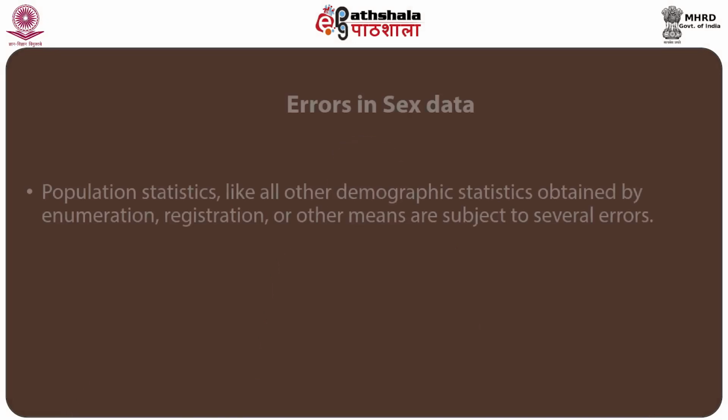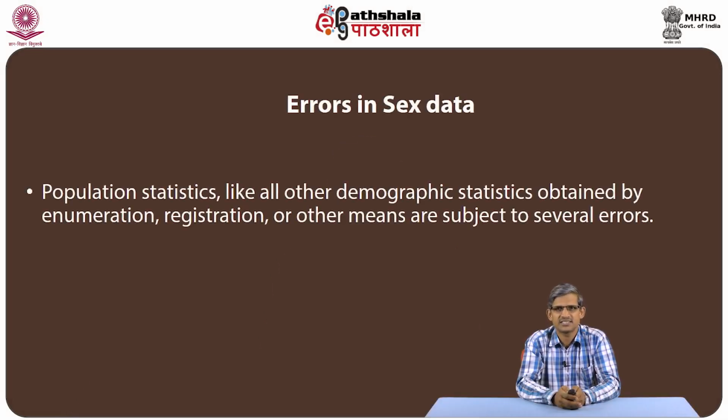So let us once more carefully look at the sex data of demography, which are derived from various sources. As all of you are aware, population statistics, like all other statistics, are obtained by enumeration, registration, or some other means. Either you are expected to register your vital events, births and deaths, or the enumeration is done through a census or a survey. In both instances, there are possibilities of errors in the sex data, and that is why it is often said that census, survey, or even registration data are subject to several errors.